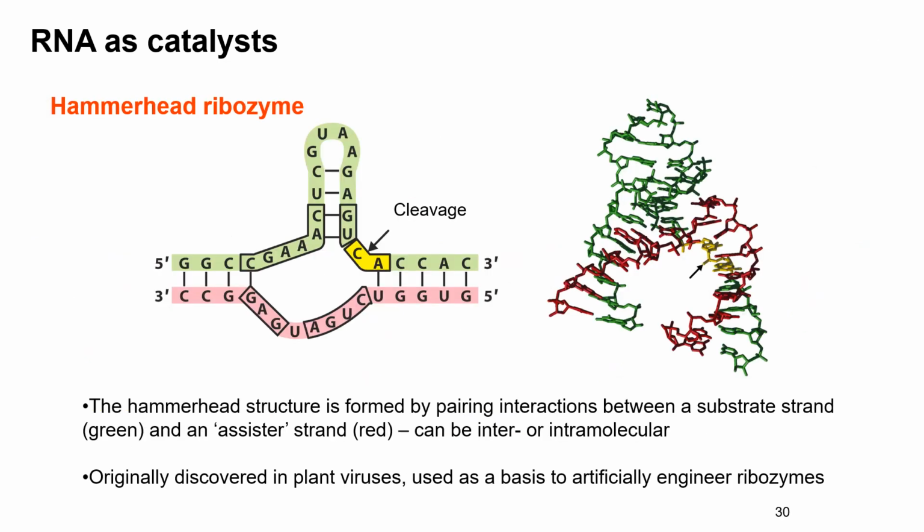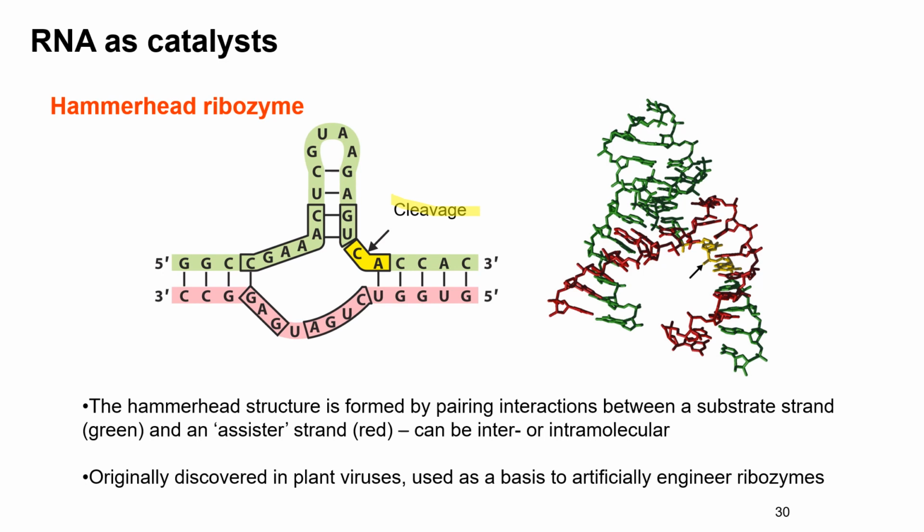Hammerhead ribozymes are small sequence motifs that promote cleavage at a specific site on the RNA, marked here in yellow, and they are called hammerhead ribozymes because their secondary structure looks like the head of a hammer. And this structure can be found either within a single RNA molecule, so this is formed by different regions on the same RNA coming together, or it can also be formed between different RNA molecules.